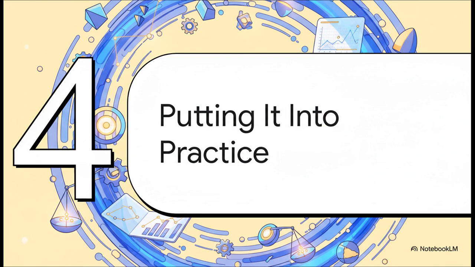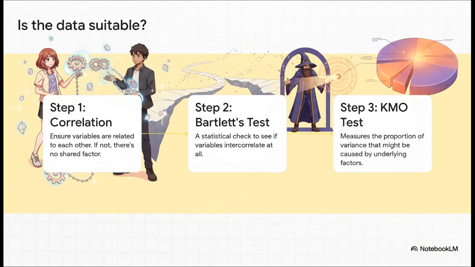Now, of course, this isn't just some philosophical idea. It's a real statistical method, and it comes with some important rules you have to follow. Before you even think about running one of these, you have to make sure your data is actually suitable for it. First, you just check to see if your indicators are even related to each other. I mean, if they aren't, there's probably no hidden factor connecting them, right? And then there are formal statistical checks, like Bartlett's test and the KMO test, that give you a green light telling you that, yes, your data has the right kind of structure for this to actually work.